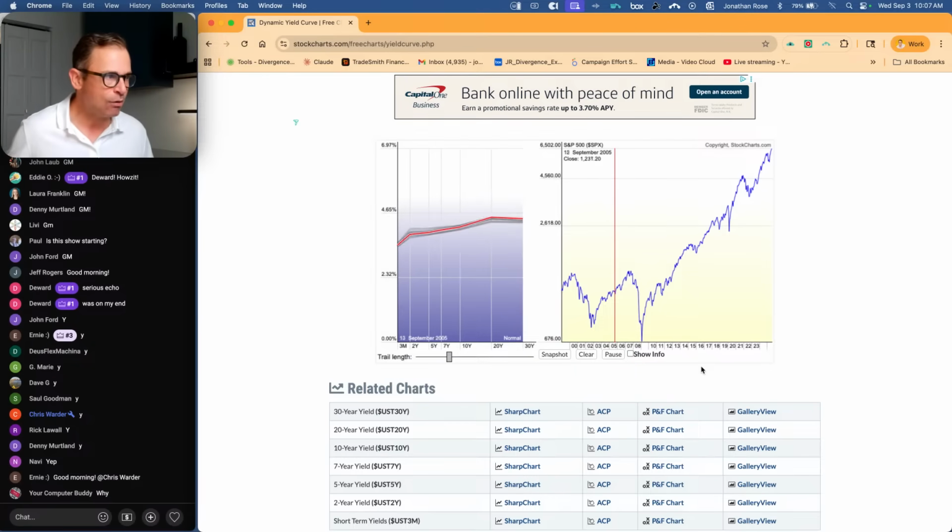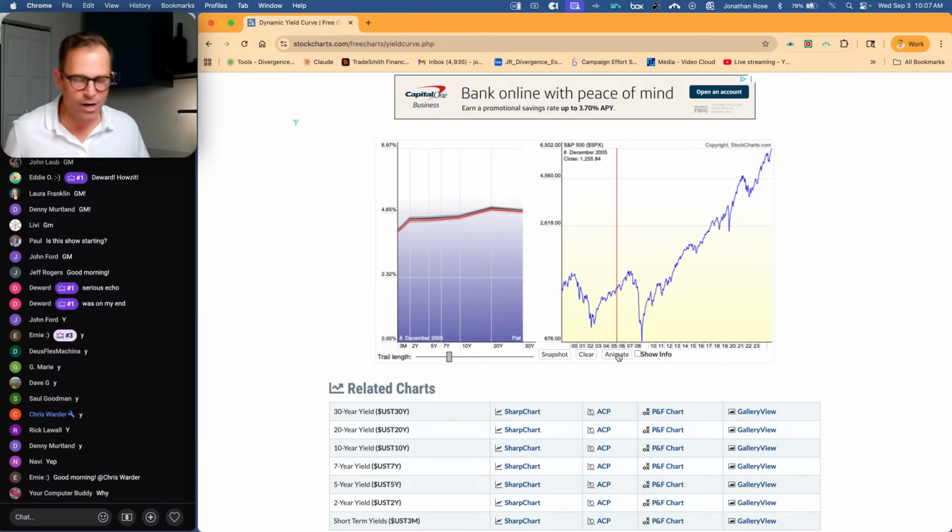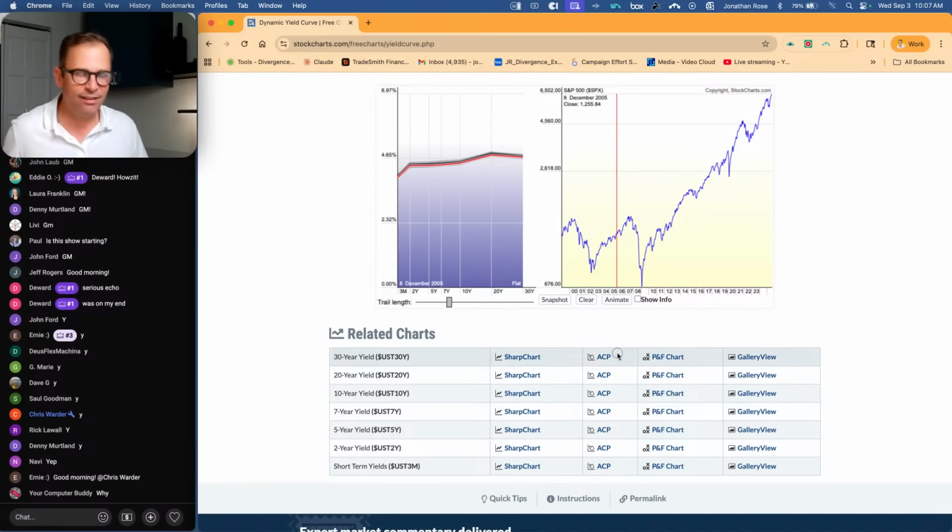But look what's happening now, guys. Risk is coming into the market. You see that? Risk. Look at that. Risk is coming into the market. It's going to get worse.